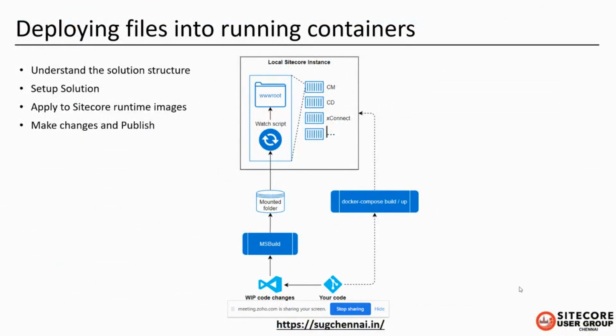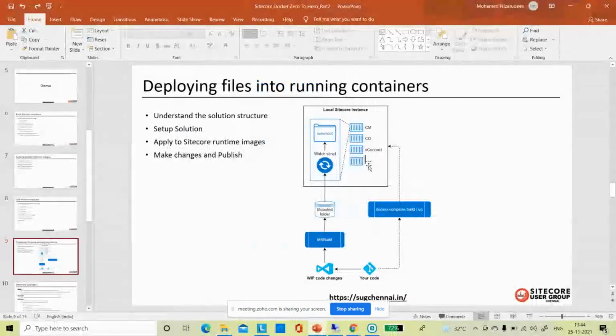Next, I'll explain how to configure our Sitecore solution. So you can deploy files from Visual Studio directly into locally running containers. You can use this during development to ensure efficient feedback loops as opposed to rebuilding your custom Sitecore image each time, right? So first we'll understand the solution structure. So this is the diagram, you can see to understand how it works. But I can show you a demo.